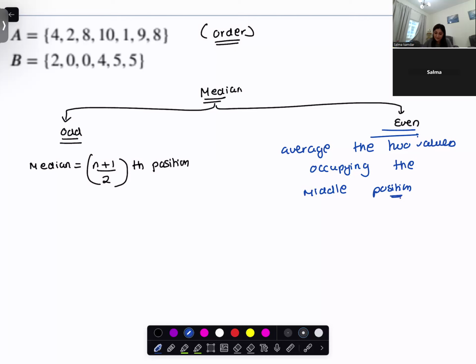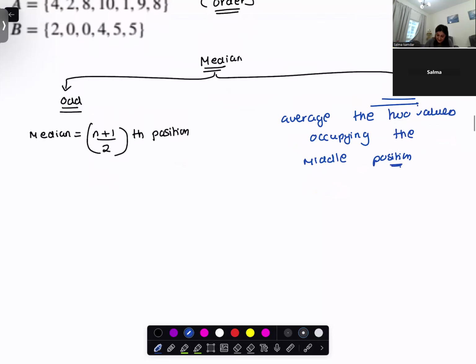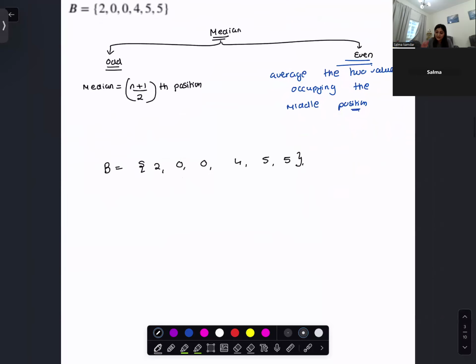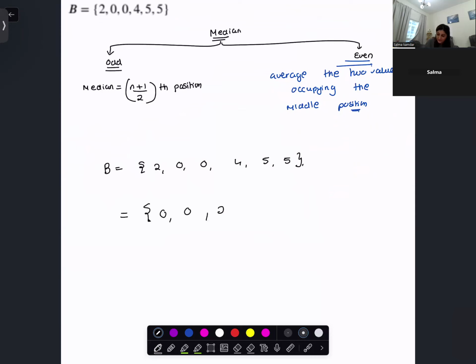Let's do it with an example over here. I have my set B. B is 2, 0, 0, 4, 5, 5. The first thing, in order to find the median, I need to arrange my data in an orderly manner. So I would arrange it in an orderly manner. It would become 0, 0, 2, 4, 5, and 5. I would say the number of observations in my data set is 1, 2, 3, 4, 5, 6.